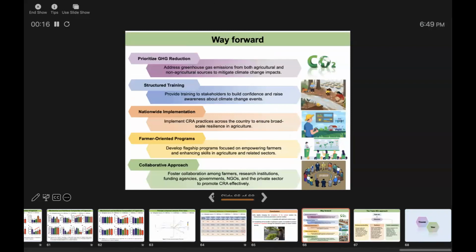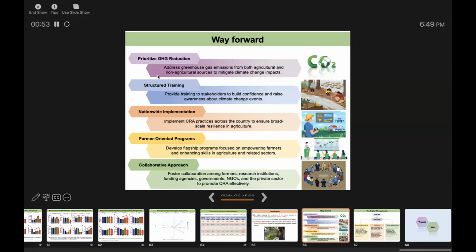So this is the way forward, what we are thinking about. We need to prioritize greenhouse gas emission reduction. We have to think about smart agriculture or some kind of agricultural sources to reduce greenhouse gas emission, which will ultimately mitigate climate change impact. And structured training: we need to train our stakeholders to build confidence and raise awareness about climate change, so we do not enhance deforestation or other human-oriented harm to our soil and environment.